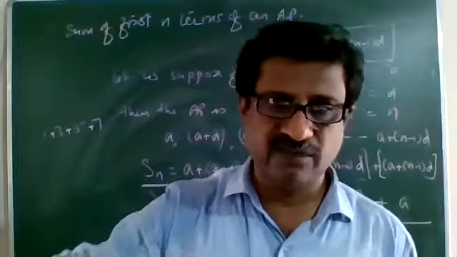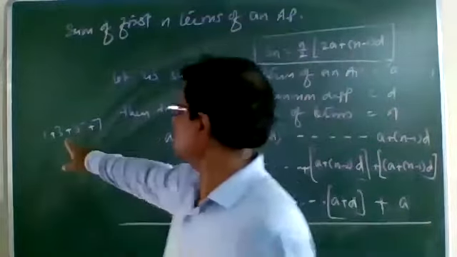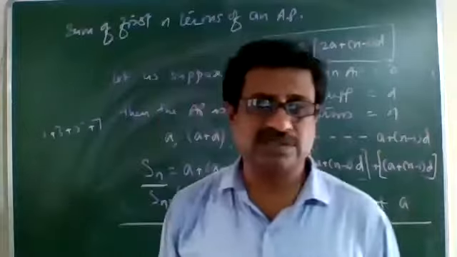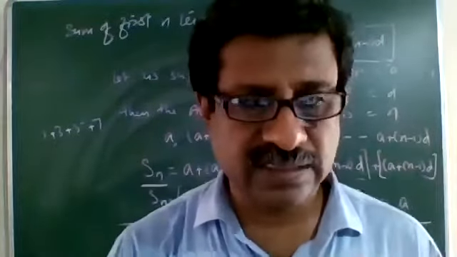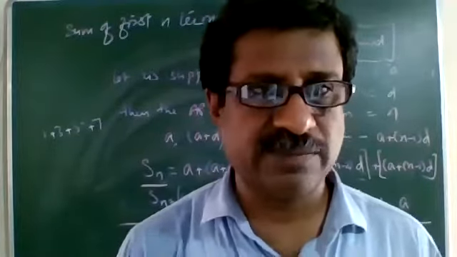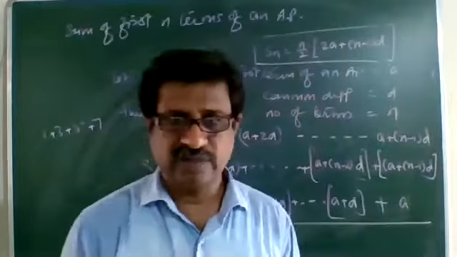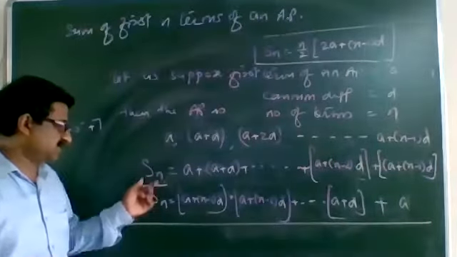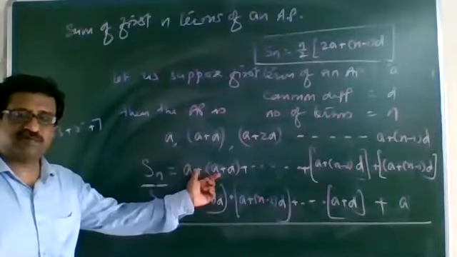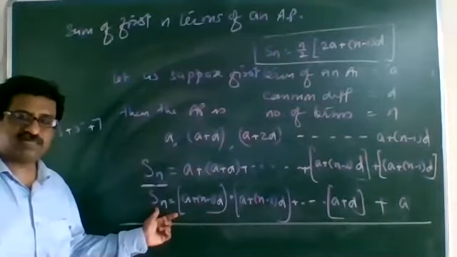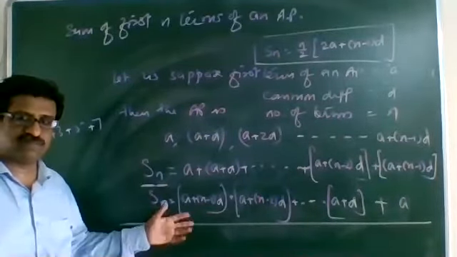Well, first we have added 1, 3, 5, 7. Now we are doing in reverse order, 7, 5, 3, 1. We know that the addition will not change. It will remain as it is. So we are writing each of these values as SN. Earlier we have taken SN, the sum of all these. This will also be SN. It will not affect the answer. Therefore, the sum will be again SN.